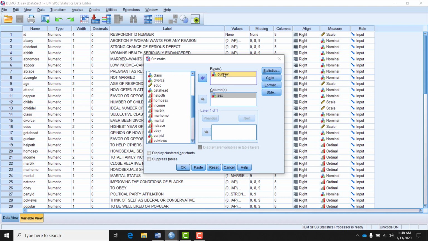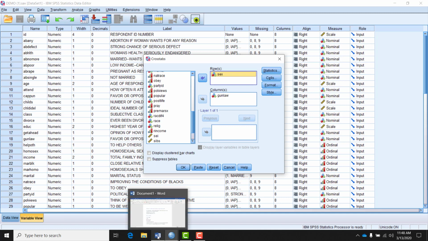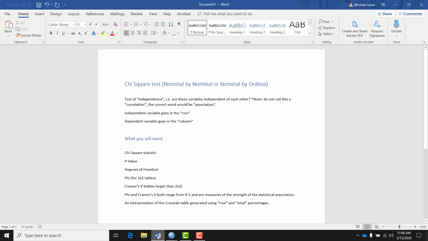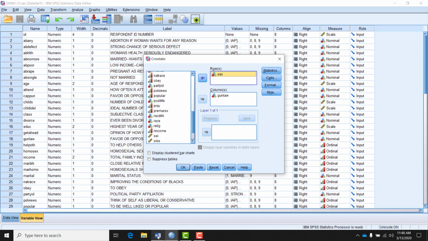Got it backwards. Try that again. All right. See, this is why it's good to keep things going in one direction, because it's easy to get turned around. All right, again, your row is your independent variable. Dependent variable is the column. Okay. So, sex by gun law.